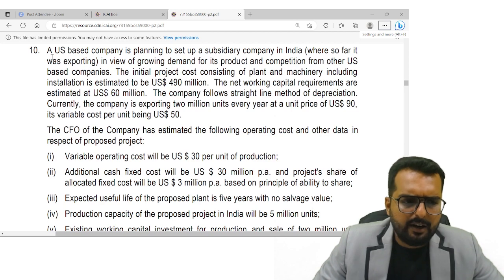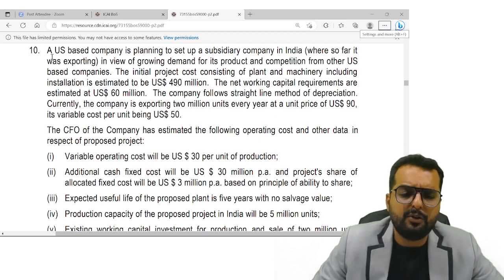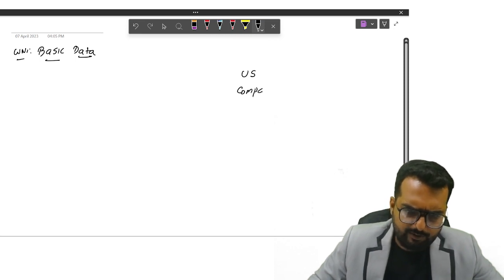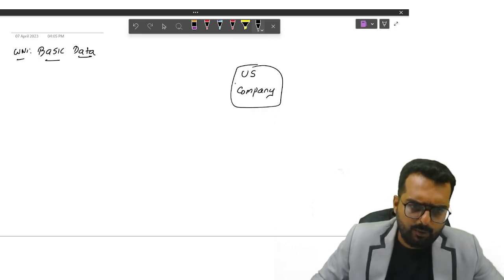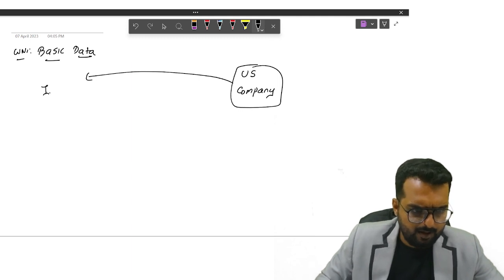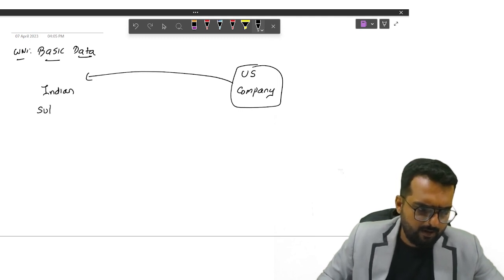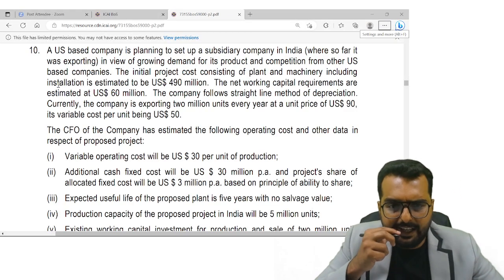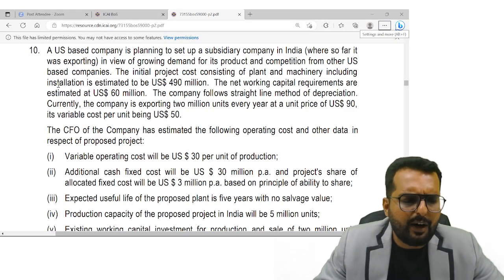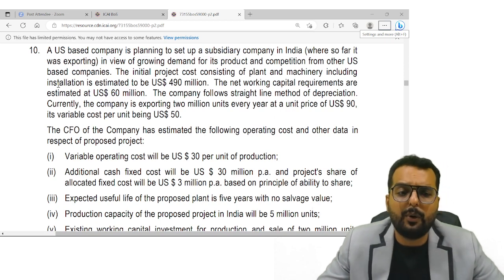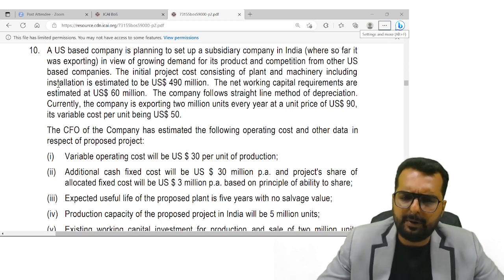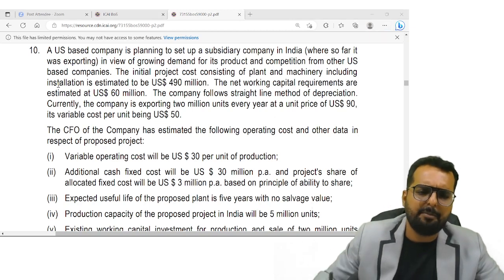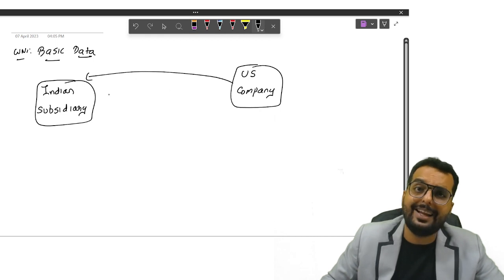Basic data. Now a US based company wants to set up a subsidiary in India. So let's have that concept very clear. US company, it wants an Indian subsidiary. So far it was exporting, in view of the growing demand for its product and competition from the other US based companies. So basically there are many other US companies that are normally exporting.